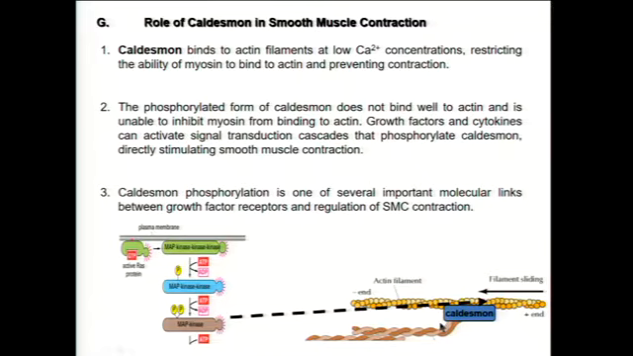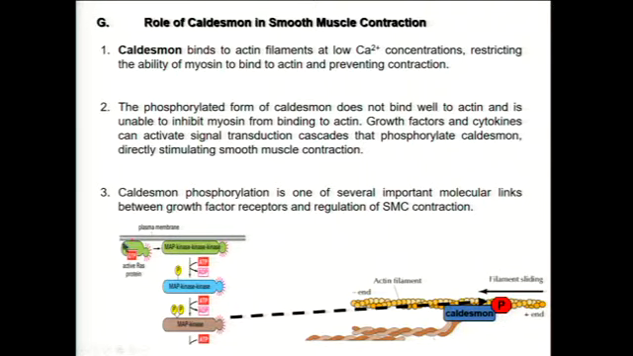When caldesmon becomes phosphorylated, the affinity for actin reduces and it goes away. The phosphate makes it go away. It allows the myosin head to interact with the actin and it allows contraction to proceed. Why am I telling you all that? So you remember this figure from our signal transduction lecture, our old buddy MAP kinase. MAP kinase is what phosphorylates caldesmon.